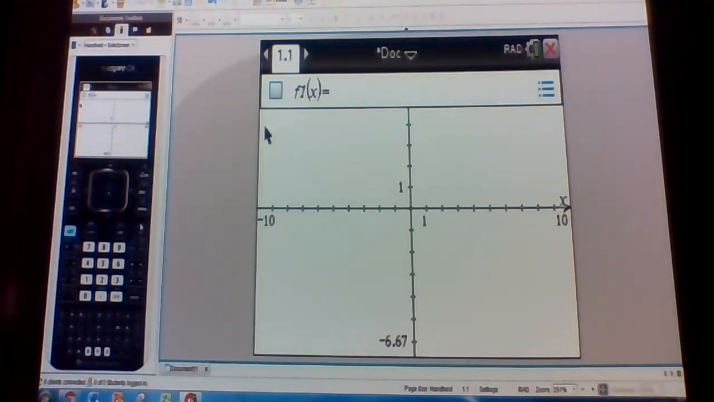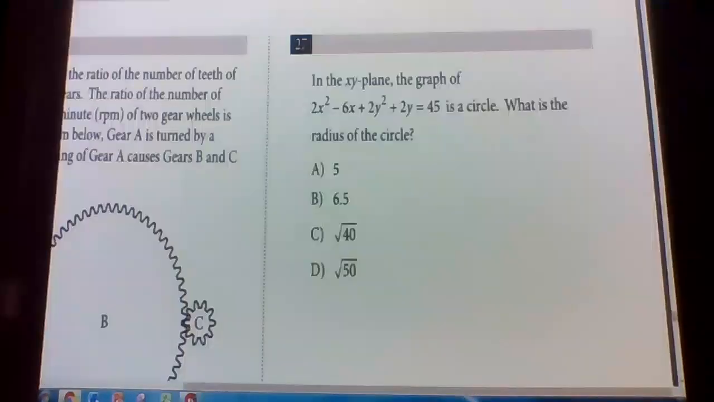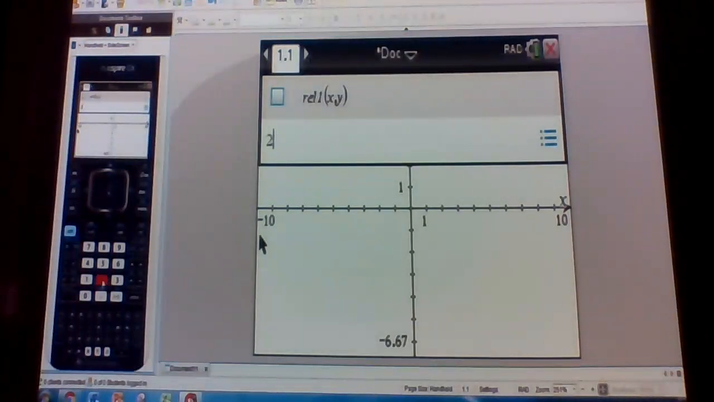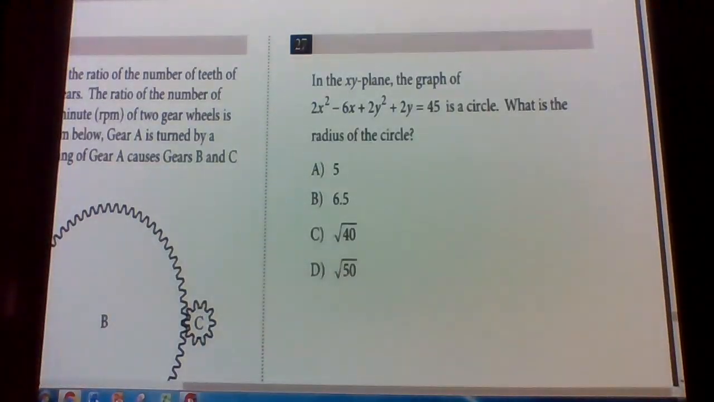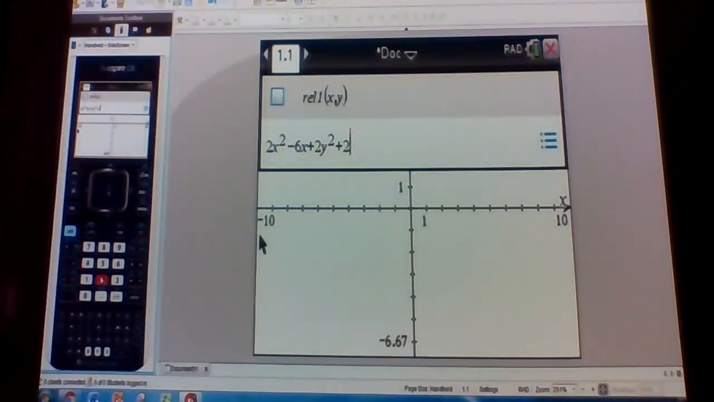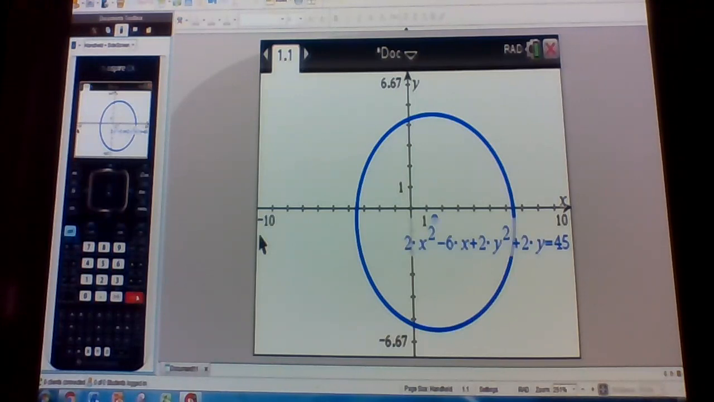Okay, delete this, right, and my relation. 2x squared minus 6x plus 2y squared plus 2y equals 45. Okay, and there's your circle.